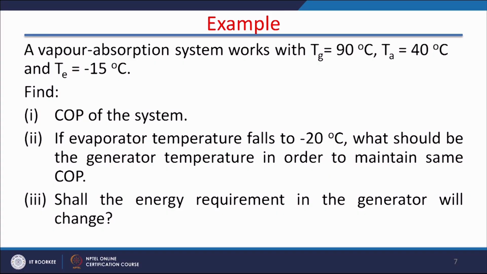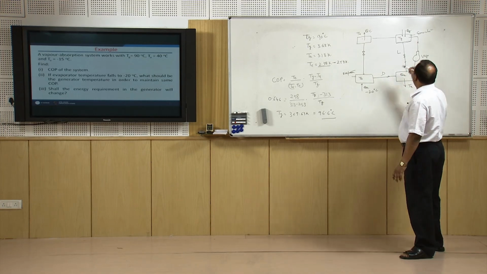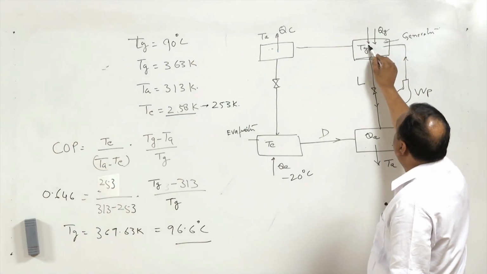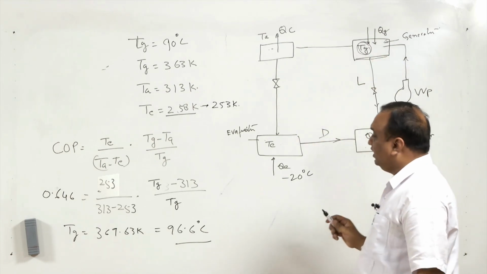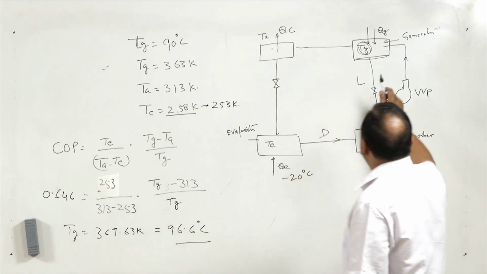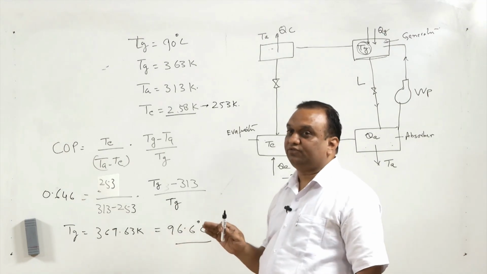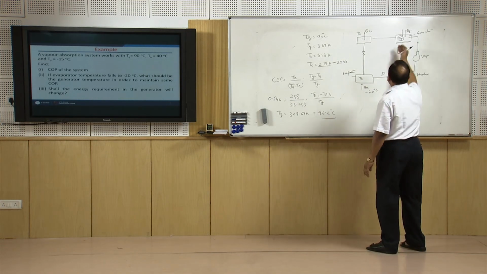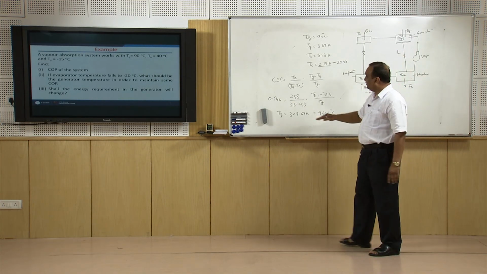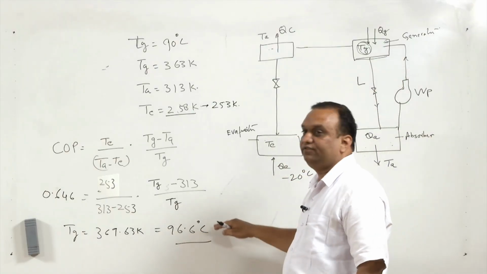Now, third is, will the energy requirement in the generator change? The energy requirement in generator will not change. Only the temperature of energy addition will change. So, in the generator, the same amount of energy will be required for the same refrigerating effect, because we are assuming that refrigerating effect is the same. So, in order to maintain same COP, the energy addition in generator will be at 96.6 degree centigrade.